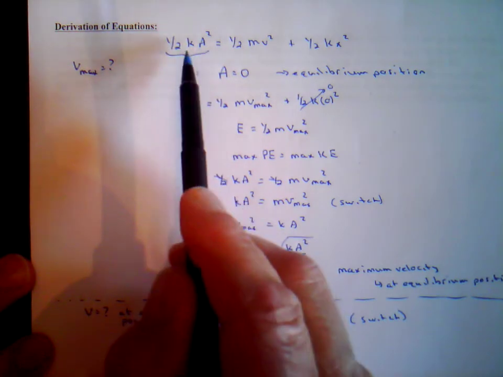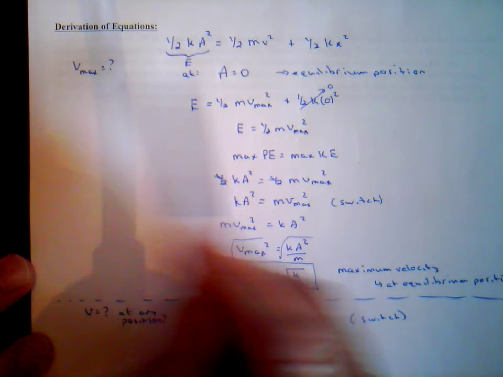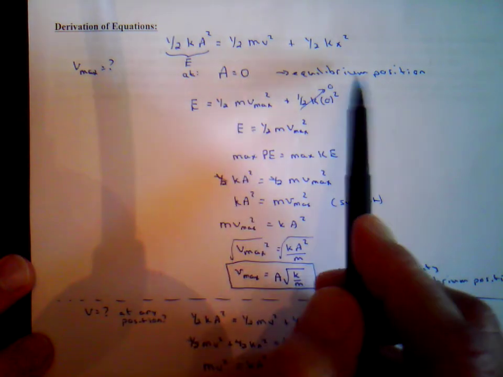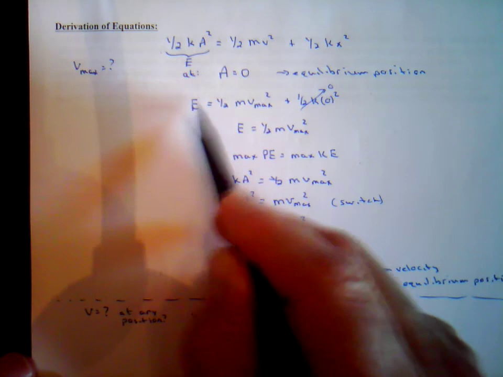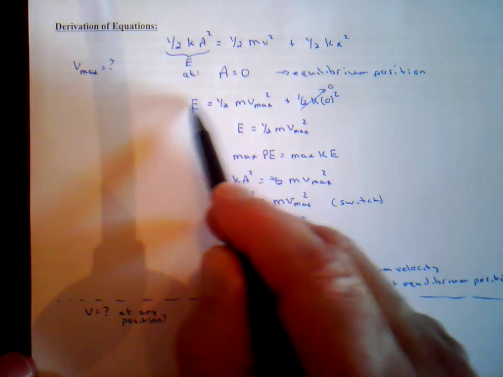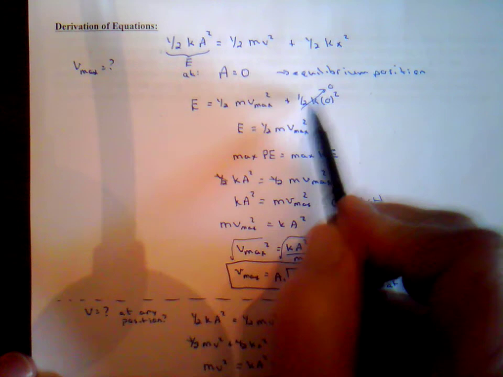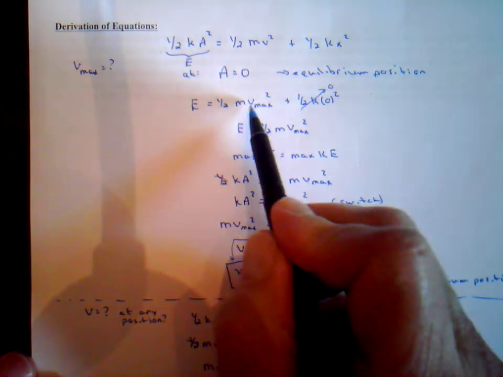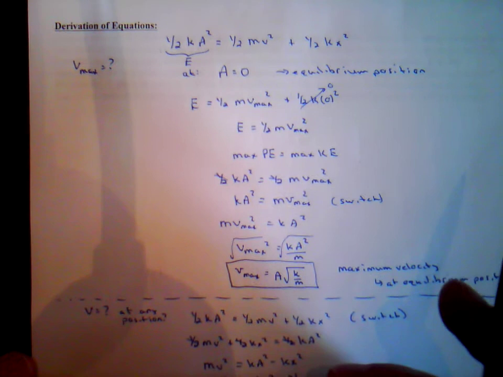This is the total energy of the system, which is equal to the sum of the kinetic energy and potential energy. For maximum velocity, the displacement is 0 at the equilibrium position. So then what that means, this is the total energy, which is 1/2 kA squared. The total energy must equal the sum of the kinetic and potential energy. But at x equals 0, there's no potential energy. It's all kinetic energy. So the energy is equal to 1/2 m v maximum squared.